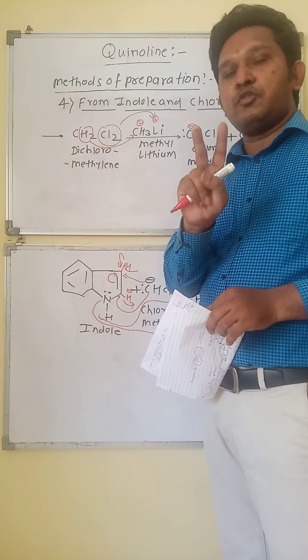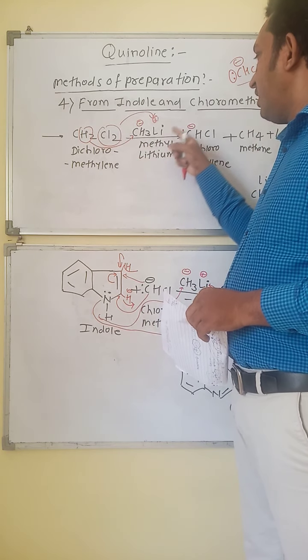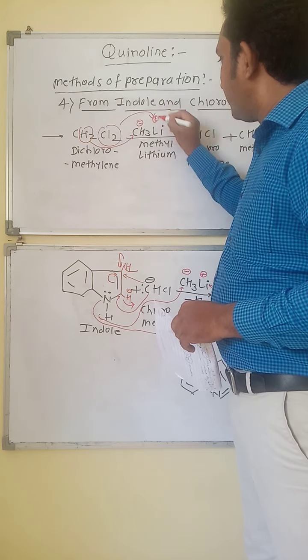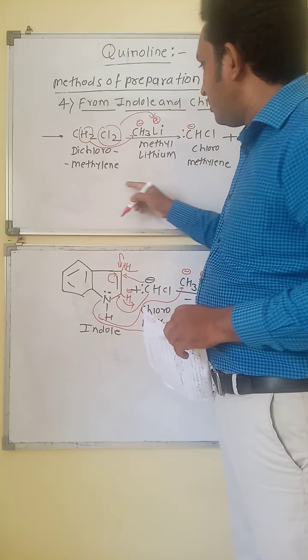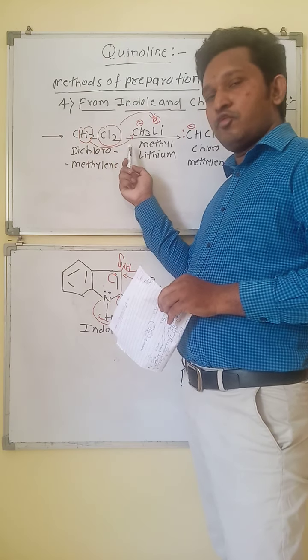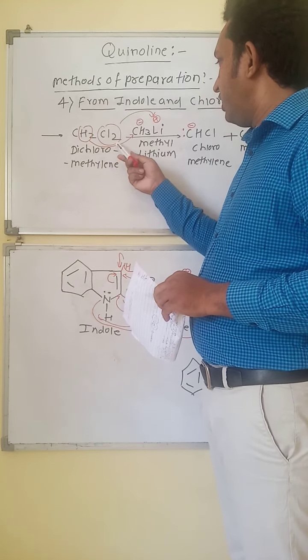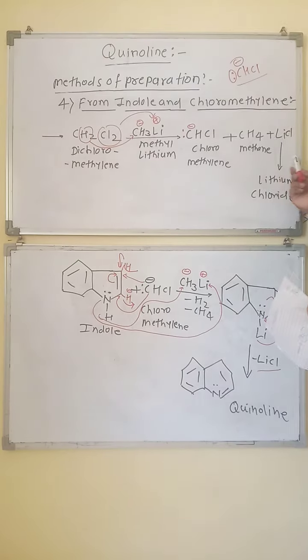There is a formation of two charges, positive and negative: the carbon of the methyl group is negative, and lithium acquires the positive charge. Okay. Now the next structure, dichloromethylene, with a CH2 group and Cl2 present. Chlorine has a negative charge, so it will be attracted toward the positive lithium. In this way we get lithium chloride, LiCl.